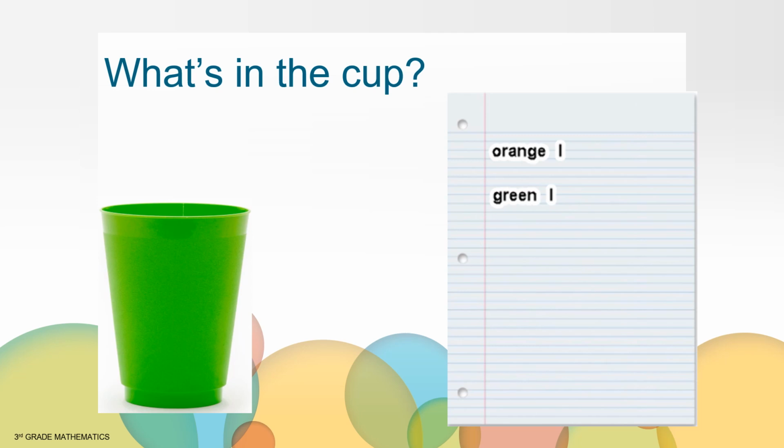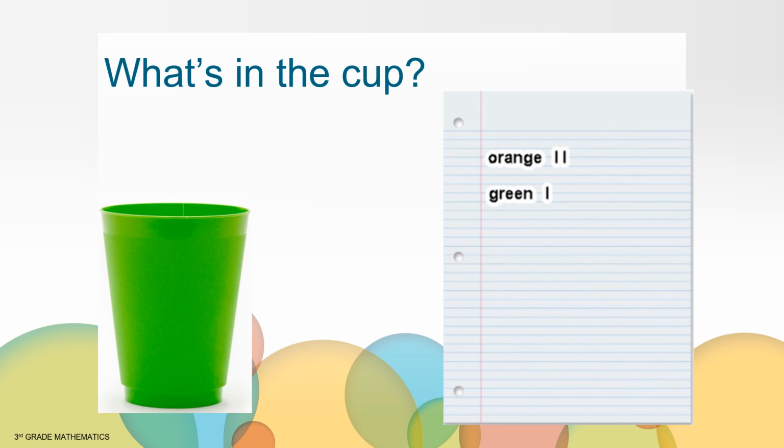Here we go with round three. I shake it up for a third time, and this time I pull out another orange goldfish. You can add a tally to the orange to show that we have pulled out two orange goldfish. Now that goldfish goes back into the cup.